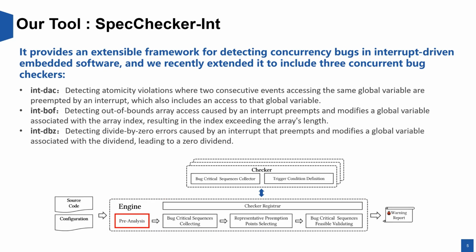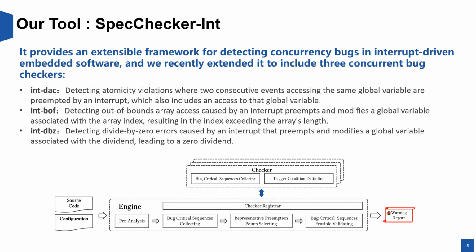Our tool takes the source code and task, interrupt configuration as input and uses pre-analysis to generate the essential foundational data support for subsequent analyses. The engine then invokes the bug critical sequence collector from the checker to identify critical interleaving sequences. Next, it selects representative preemption points to refine these sequences, reducing redundant paths. Finally, an SMT solver uses the path conditions and bug trigger condition definition provided by the checker to systematically detect concurrency bugs.